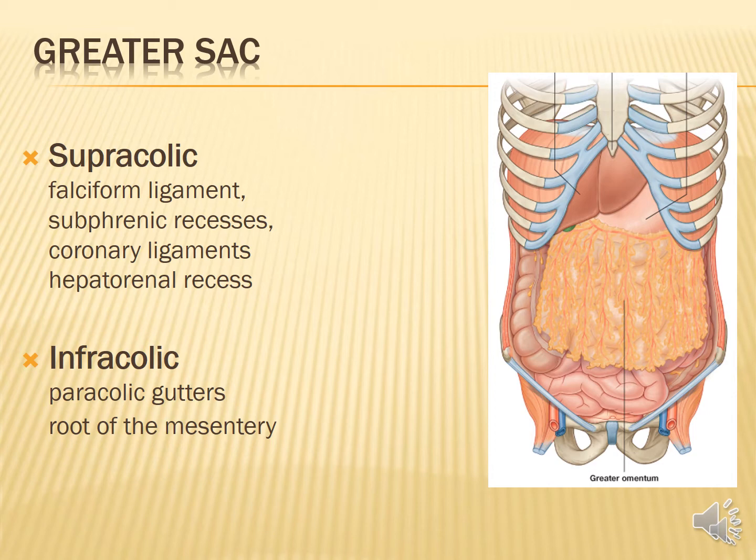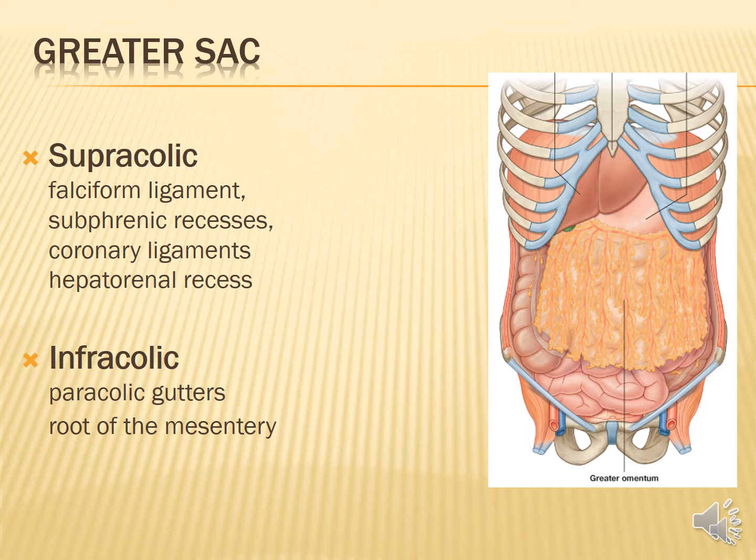So in this diagram we can appreciate how the greater sac is divided into supracolic and infracolic compartments, and the supracolic compartment is then divided into various subphrenic spaces by the reflection of peritoneum around the liver. Various ligaments are formed by this reflection, namely the falciform, coronary, and triangular ligaments. The areas between these ligaments are known as subphrenic spaces. And the most important space we have here is the hepatorenal pouch or hepatorenal space.